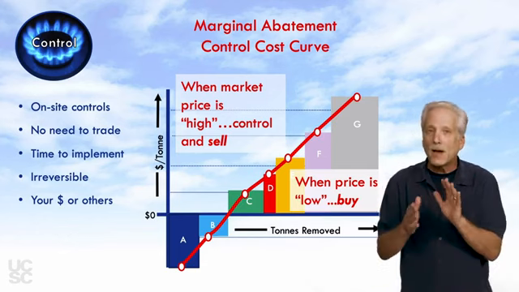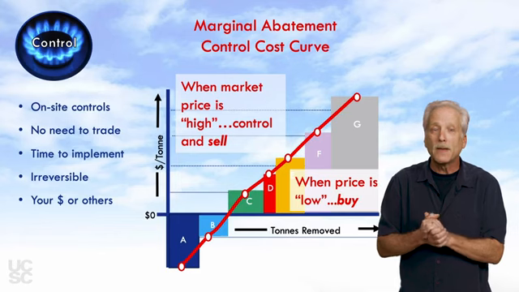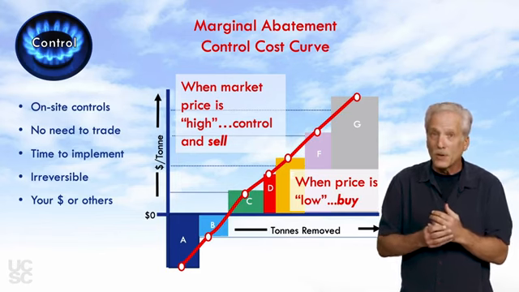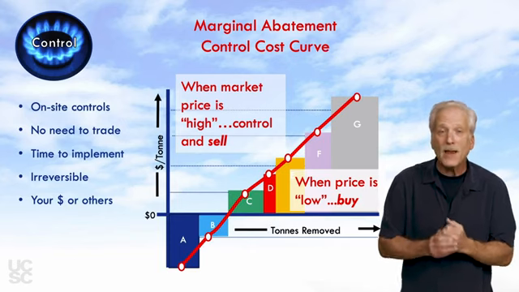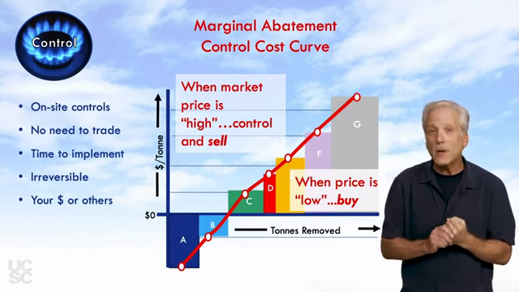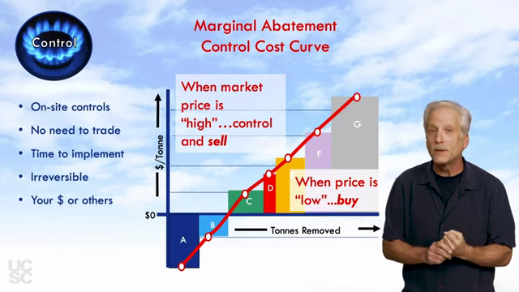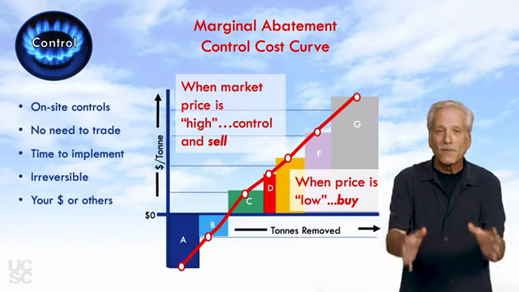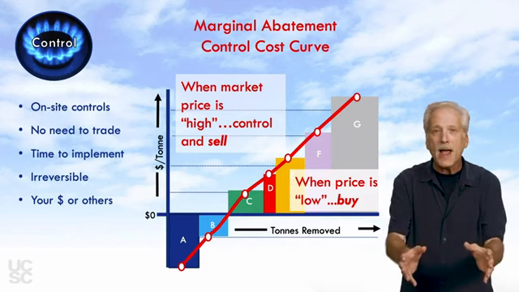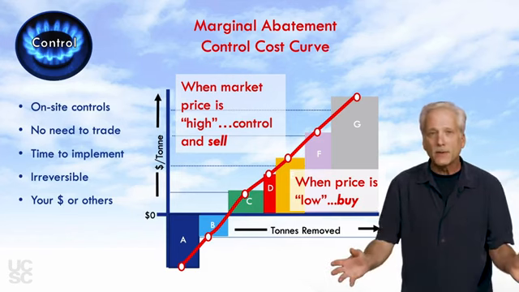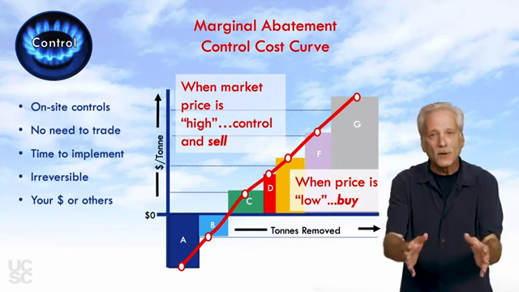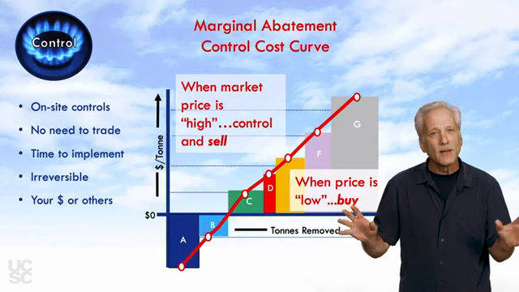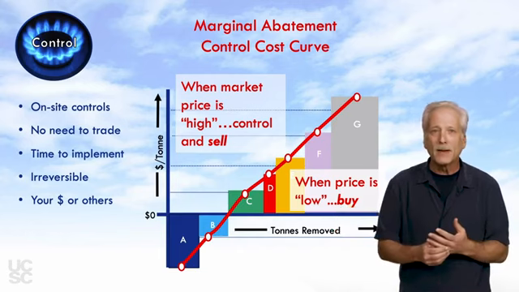A couple other things I need to tell you about the technologies. These are technologies that cost money. Your money. You're going to have a carbon budget and a capital budget. You need to make sure you have enough money to pay for these technologies. You also need to make sure that you understand that once you make this investment, you can't get it back. You can't undo the technology. If you spend $1 million to put on controls, you can't say, oops, never mind, I didn't mean to do that. You've spent that money. You can't get it back.